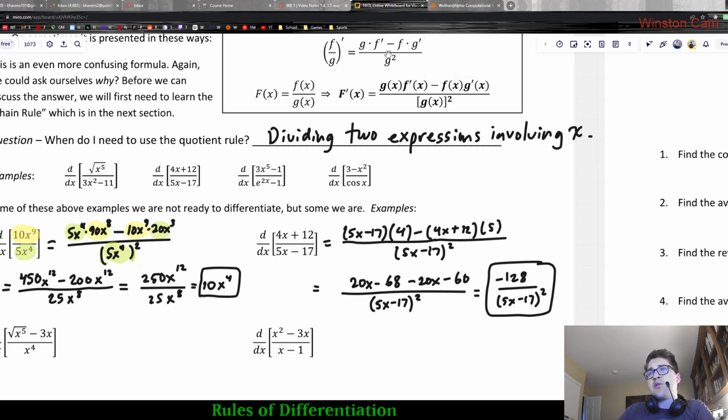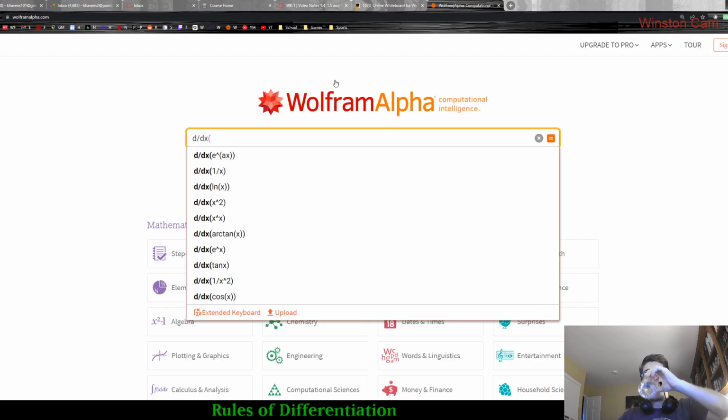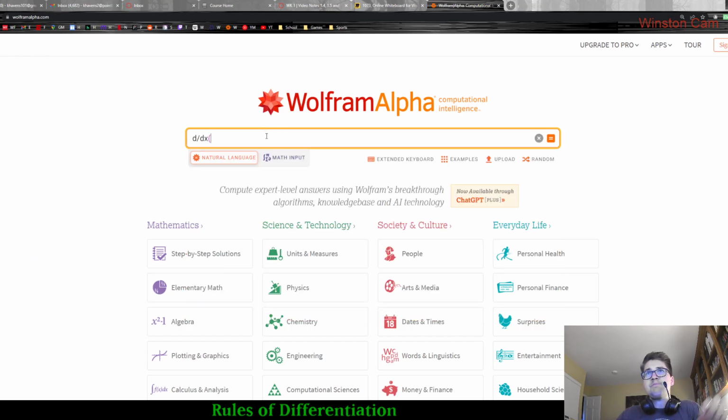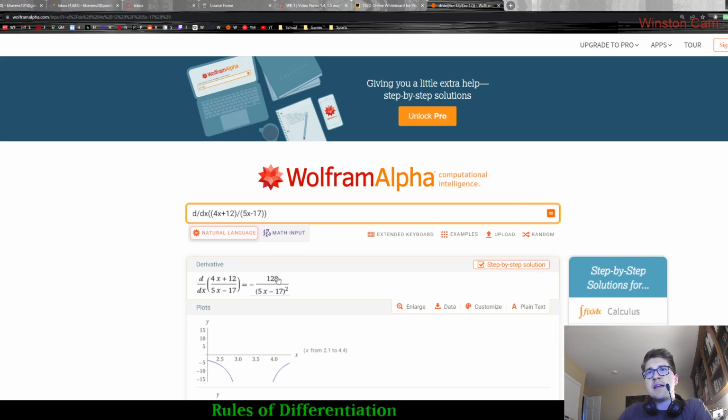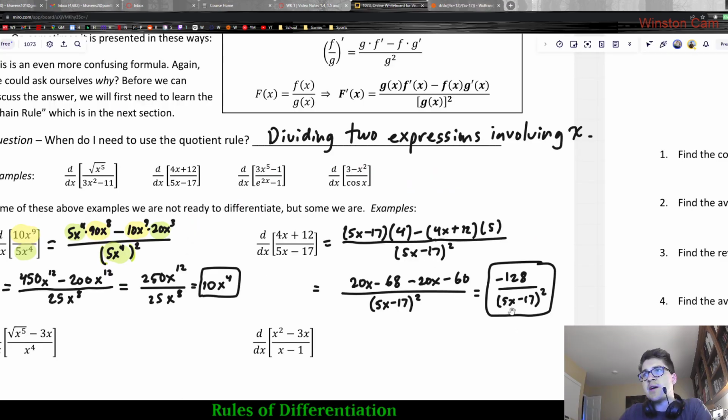And now if I'm trying to solve the derivative of 4x plus 12 divided by 5x minus 17, I can just type all that in. And notice I'm using parentheses because with the large fraction bar, that's always implied. So if I type that in, just go ahead and hit enter. It will calculate my derivative. And notice the answer, negative 128 over (5x minus 17) squared.